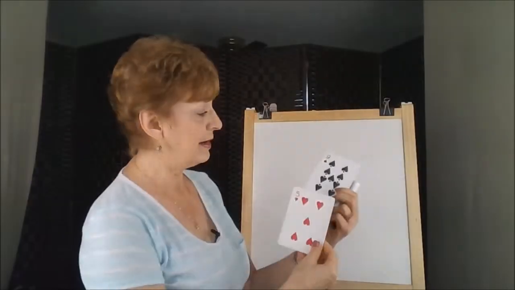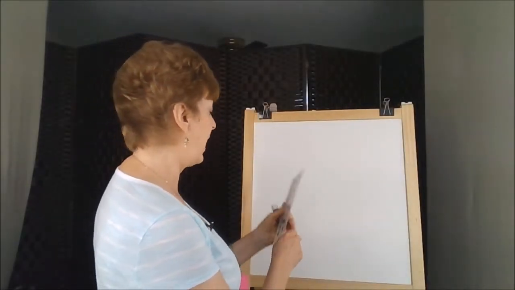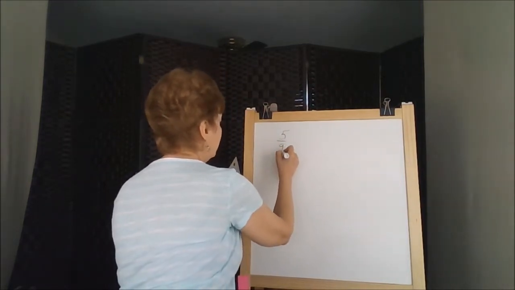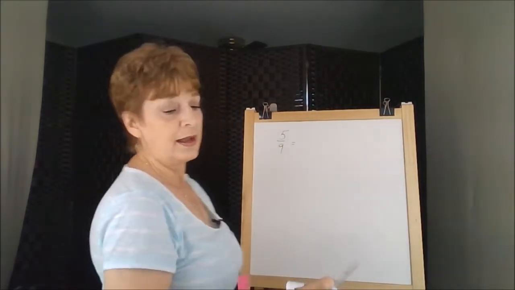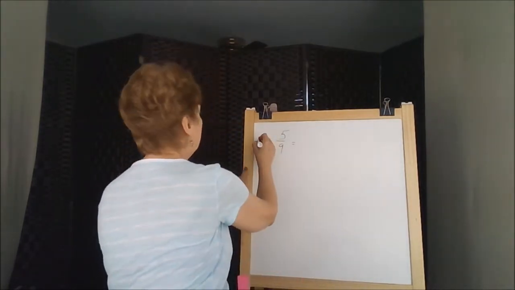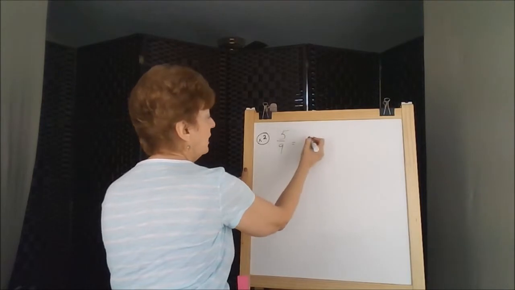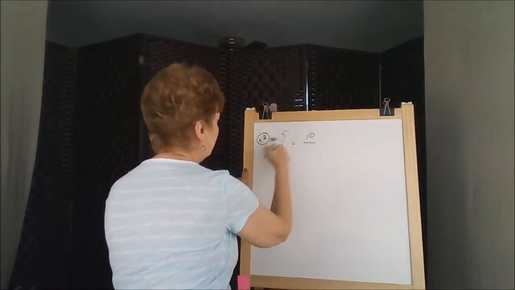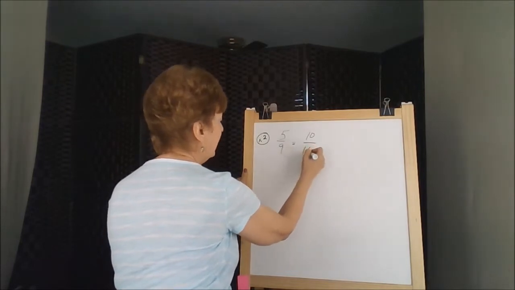Let's do a 9 and a 5. Let's go 5/9. We could make equivalent fractions by multiplying by 2. That would give us 2 times 5 is 10, 2 times 9 is 18.